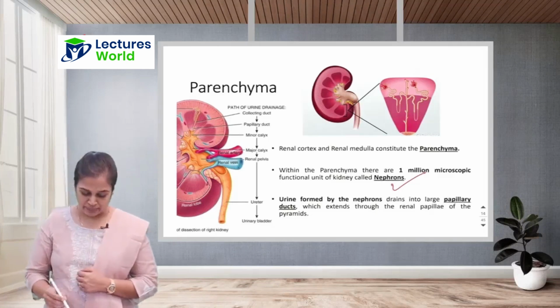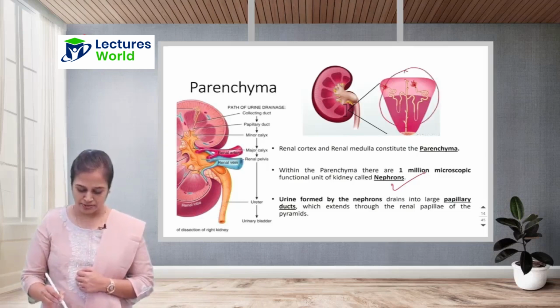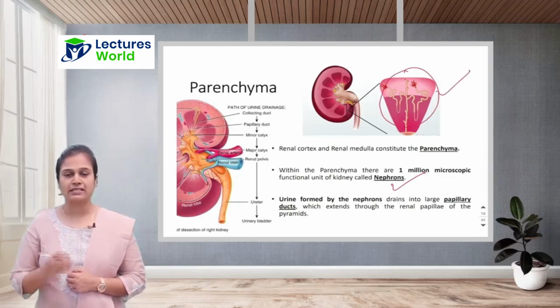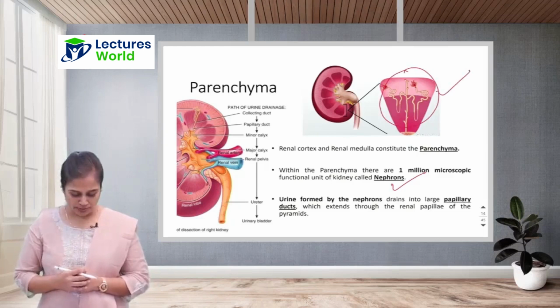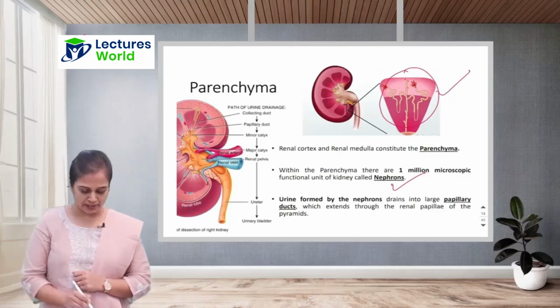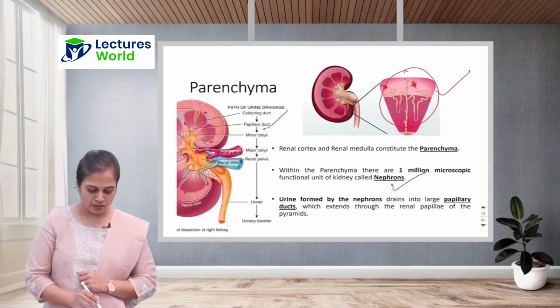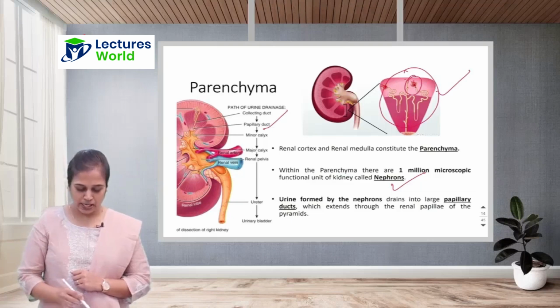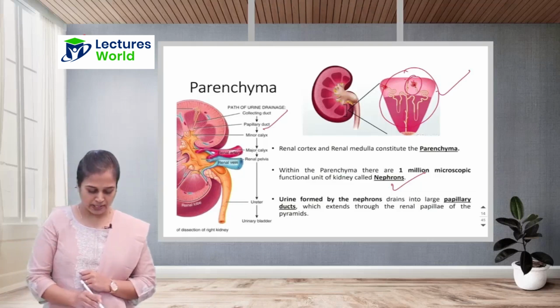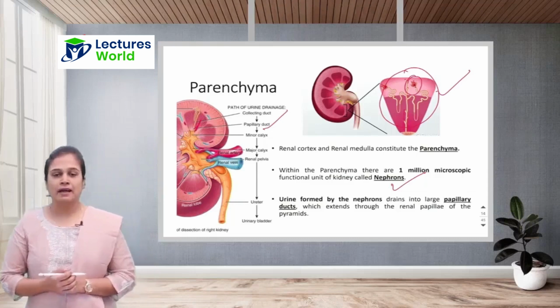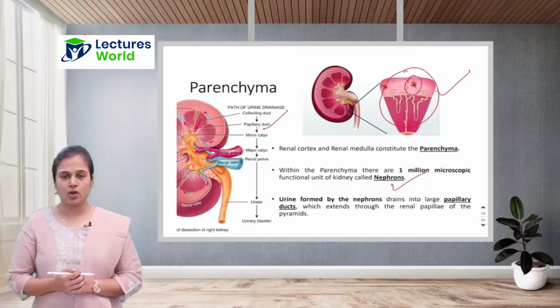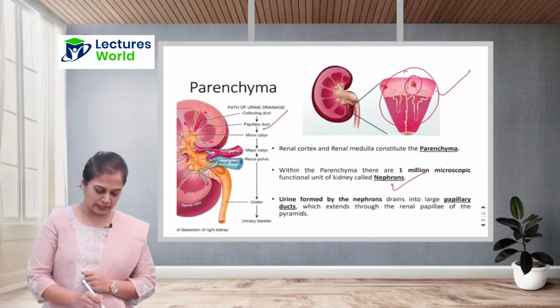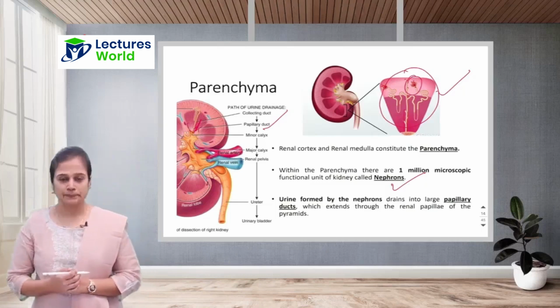So you can see in the image, these are the tiny structures which are the nephrons, and they are 1 million in number. Urine formed by the nephrons drains into the large papillary duct. This one is the papillary duct. So whatever urine is formed in the nephrons drains into the large papillary ducts, which extend to the renal papilla of the pyramid, and it passes through it.